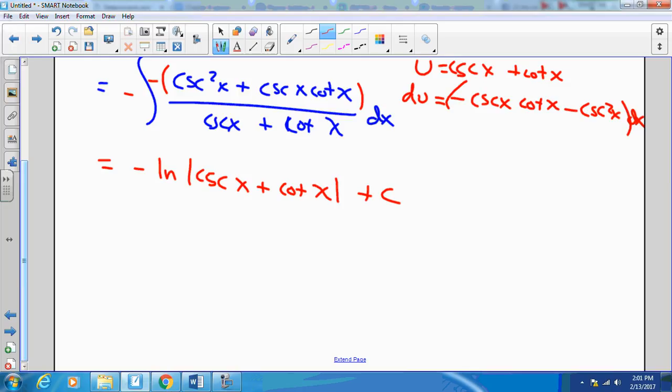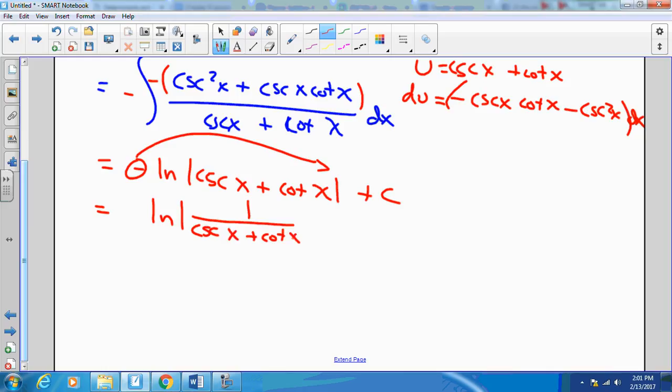Now, this is a perfectly good answer. Some textbooks will write it in a slightly different form. So let me show you the alternate form for this. I have seen this on the AP exams. If I use this as an exponent, the usual log trick, then I can write this as the natural log of cosecant plus cotangent to the minus 1.